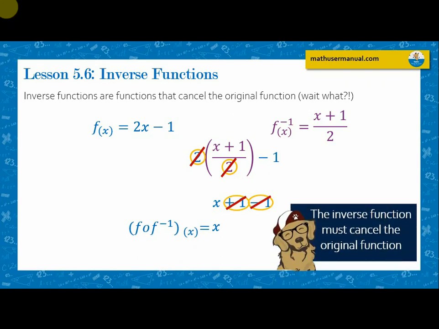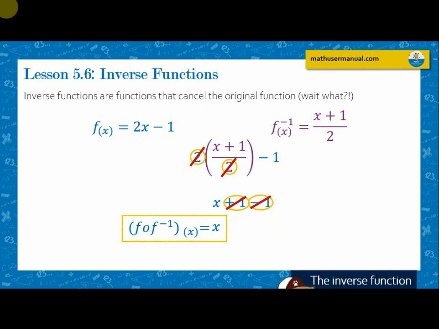And remember, the inverse function must cancel the original function, so the fact that we're getting an x is a good sign. It means, yes, this is an inverse. Because when you cancel them, you only get left with the input. And what was the input? x. If we use another letter, we're supposed to get that letter. If we use a number, we're supposed to get that number at the end. Because the inverse function cancels the original function.